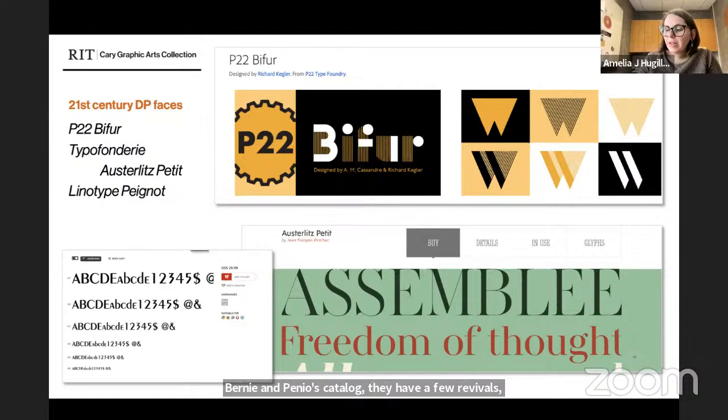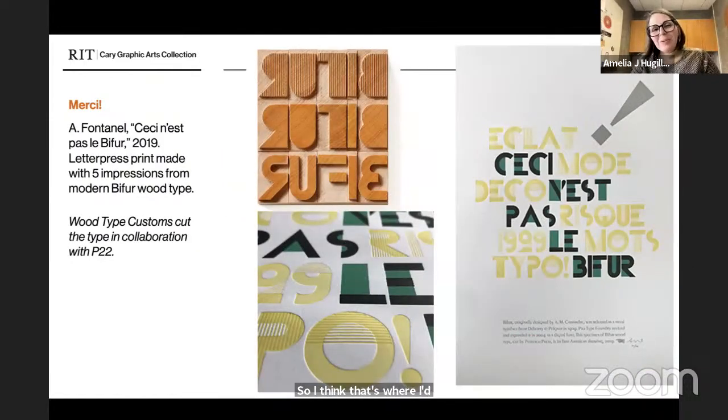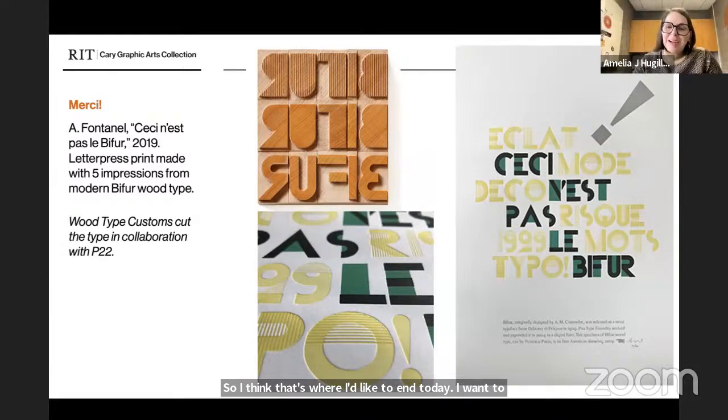So I think that's where I'd like to end today. I want to say merci to everyone. I still am fascinated by this topic. I've always been looking for the metal version of Bifer in my travels, and I have never found Bifer in metal letterpress type, but I have recently become the owner of the Bifer Wood Type Revival, which was a collaboration between Wood Type Customs in Romania and P22 Type Foundry. So I'll keep printing this, and I hope if anybody finds some Bifer Foundry type, they'll let me know. Okay. Anyway, thank you so much.